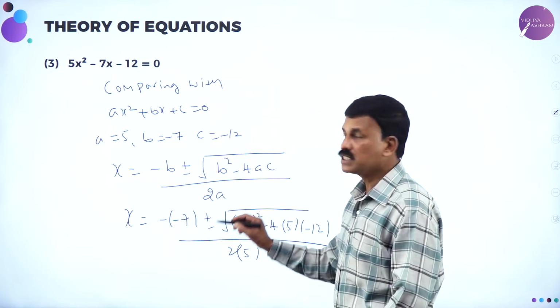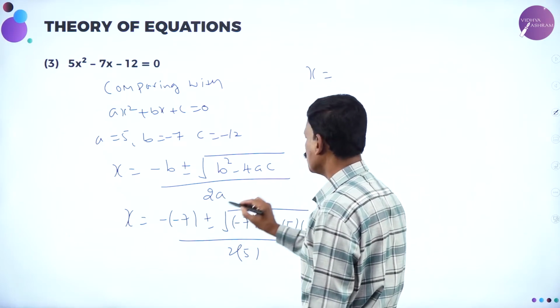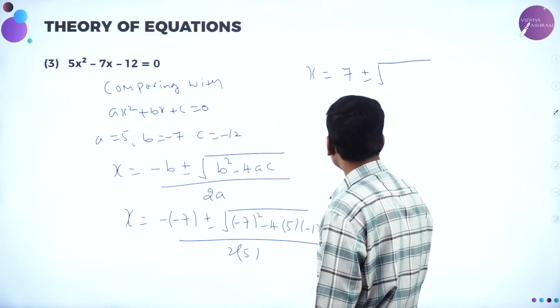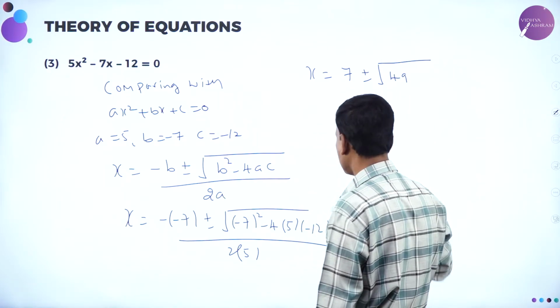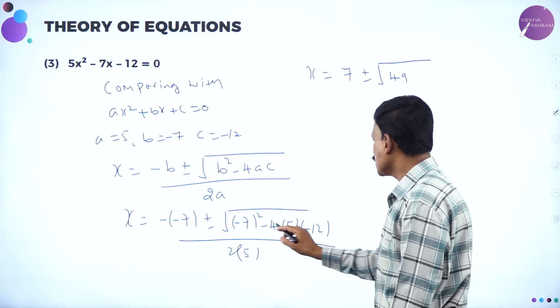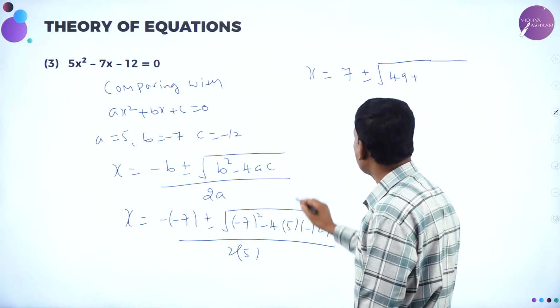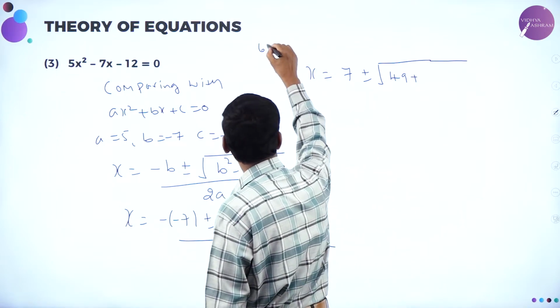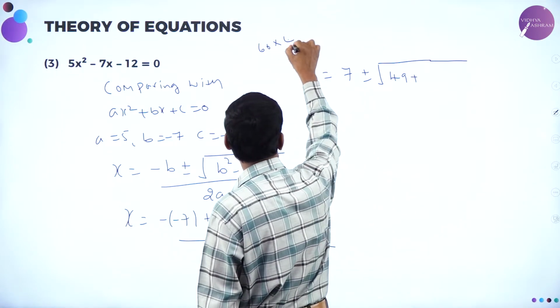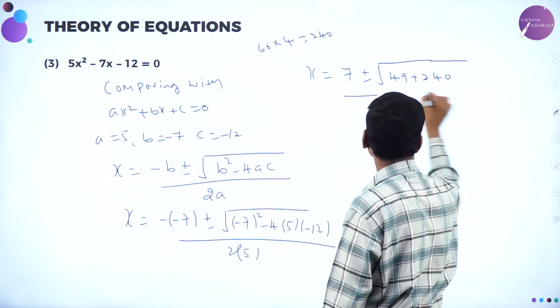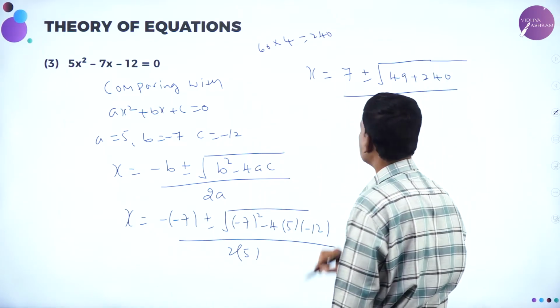Now, this can be written as x is equal to minus into minus 7 plus or minus root of 7 square, minus into minus plus, 7 sevens are 49. So this is minus into minus plus you will get here. This is 12 5s are 60, 60 into 4, 6 4s are 24, 240, 240 whole divided by 5 2s are 10.